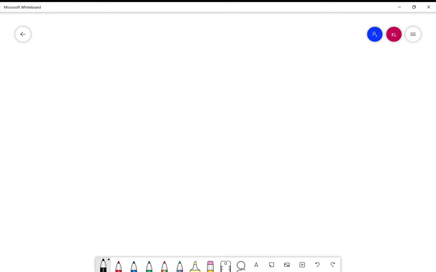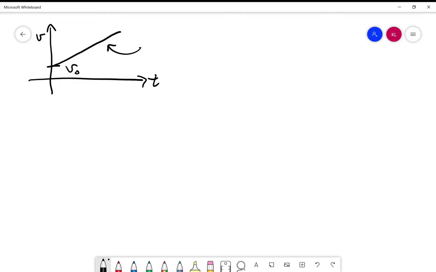Okay, here's a solution for a problem that we did that was a very general one. We had a problem about a velocity versus time graph. And the example was, if you know that the velocity V naught is the velocity at time equals zero, and you know that the slope of this line is A, can you find the area under this curve?